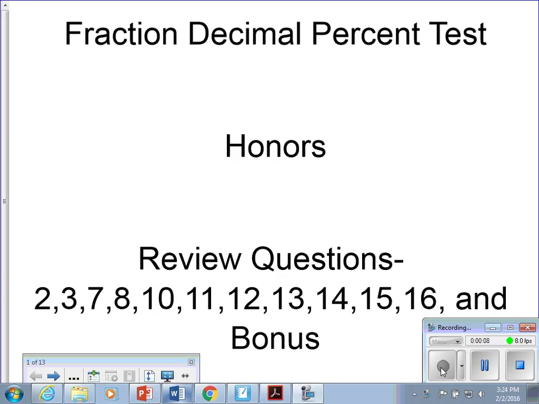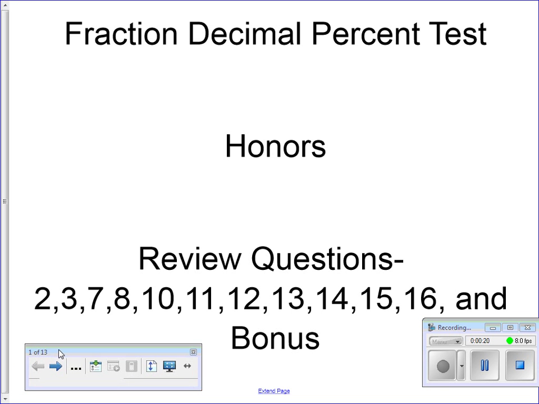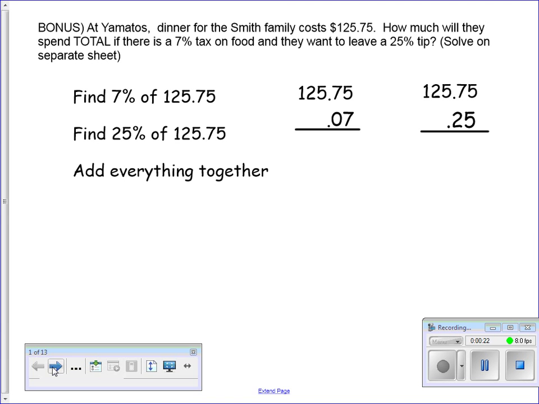In this video, we are going to review some of the test questions on our fraction decimal percent test. These are the following questions that we're going to review, including the bonus. I'm going to start with the bonus first.